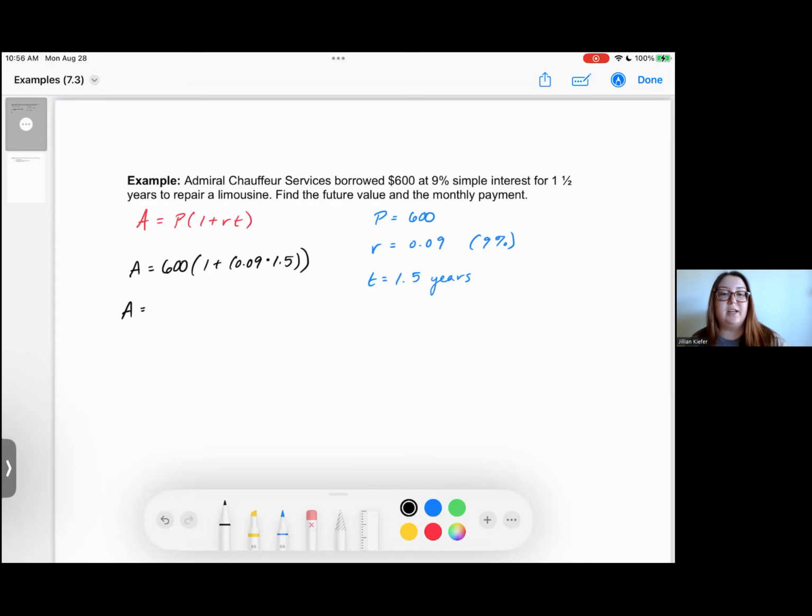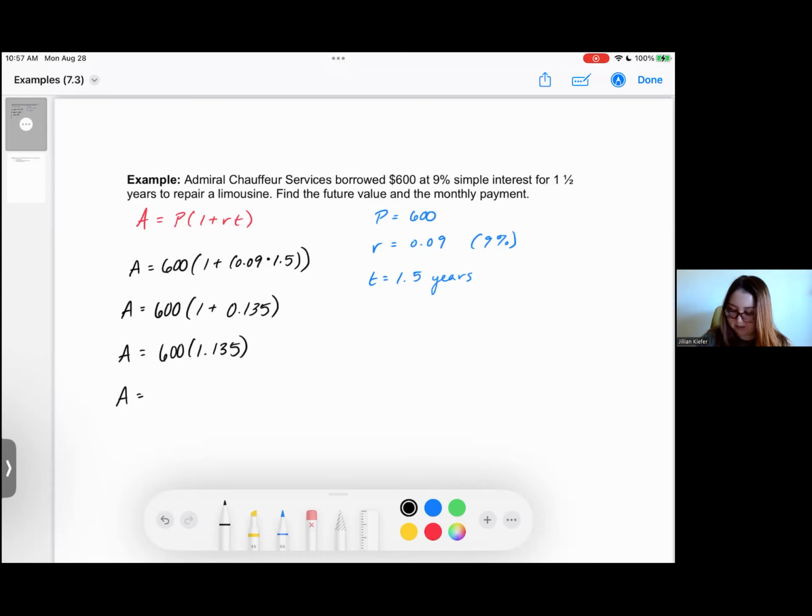So we can either plug it into our calculator as is right now, or we can take it in a couple of steps. So let's do a couple of steps. Let's multiply 0.09 and 1.5. This would give us 600 times 1 plus 0.135. So we can add those together and simplify it out. This will be 600 times 1.135. Lastly, we go to our calculators and multiply this out.